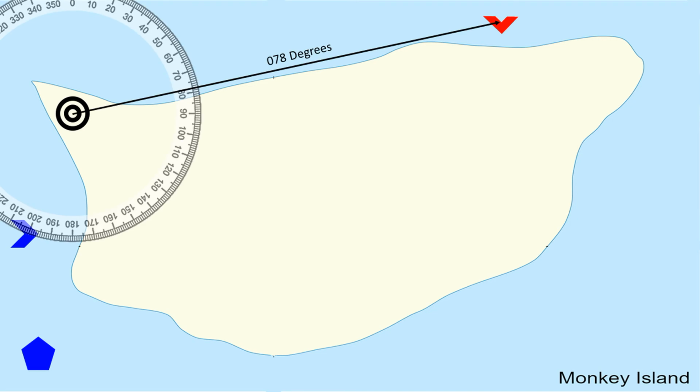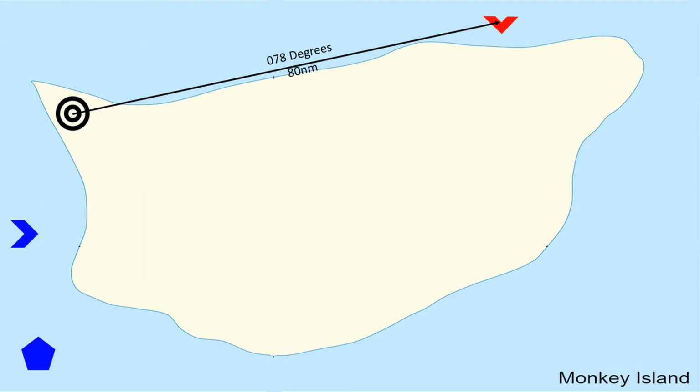So in a broadcast, the first thing an AWACS is going to give you is a bearing. And the bearing is, as discussed, going to be relative to the bullseye. So I've got a compass there, and you can see from the bullseye, the hostile is at 078 degrees. The next piece of information they will give you is the range. And in this scenario, it's 80 nautical miles.